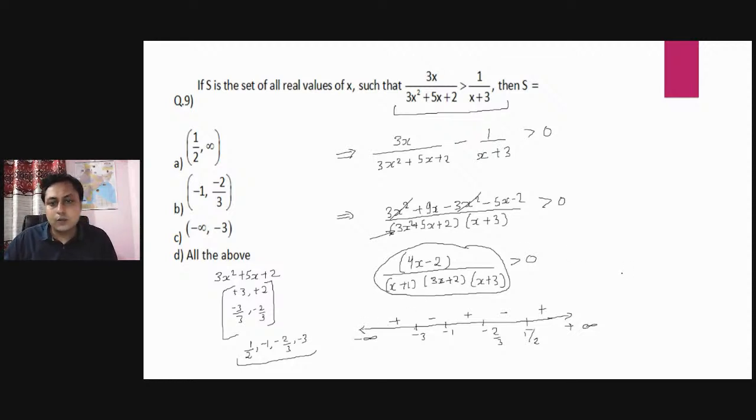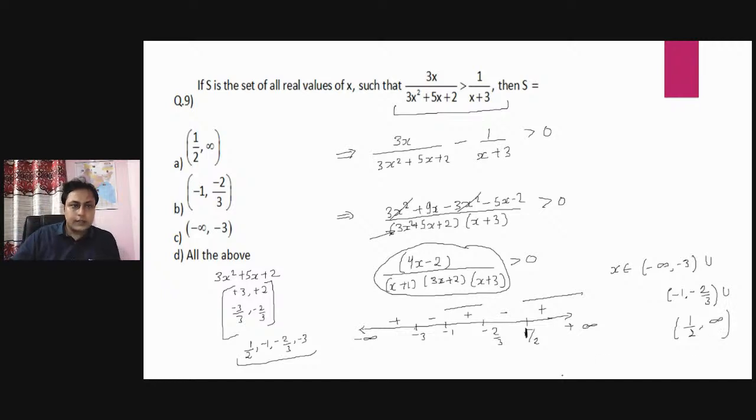That means x belongs to minus infinity to minus 3, open interval at minus infinity and minus 3, excluding minus 3, union, the positive region minus 1 to minus 2 by 3, open interval at minus 1 and minus 2 by 3, union, next, 1 by 2 to infinity.